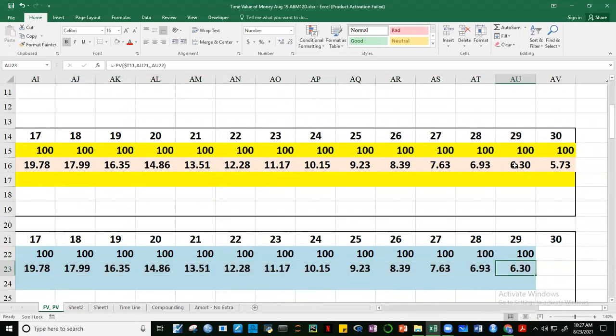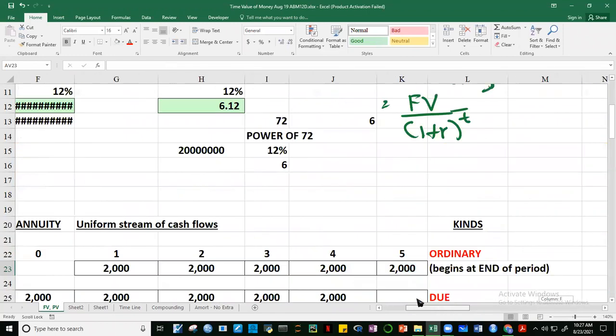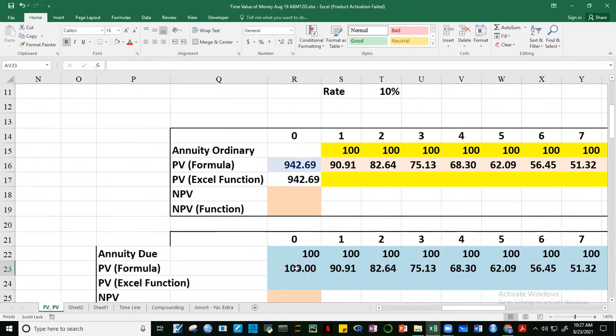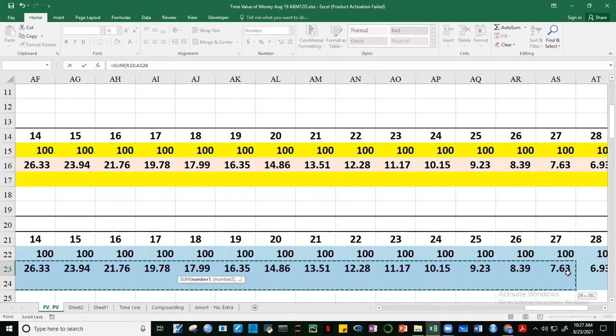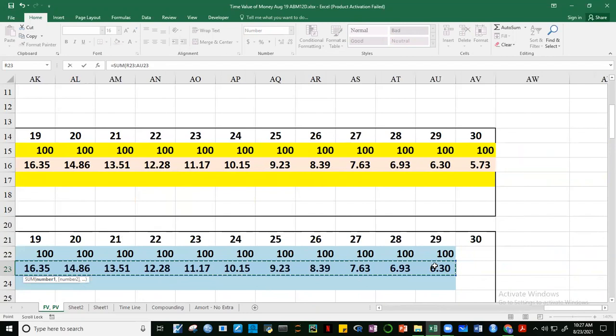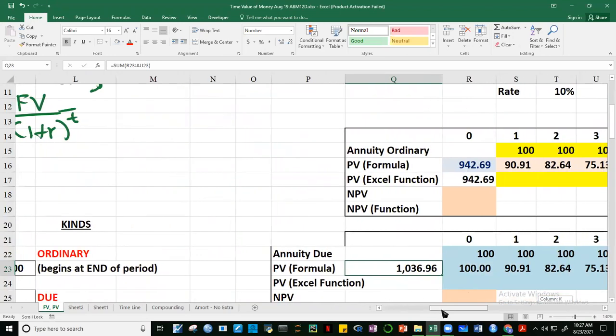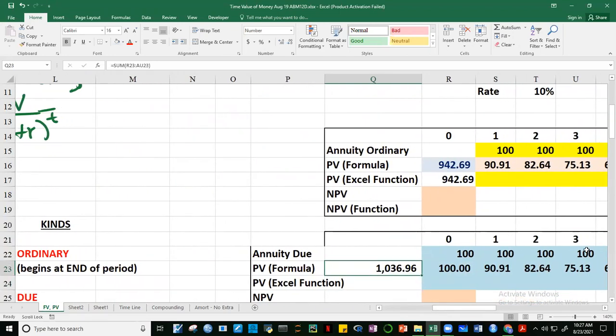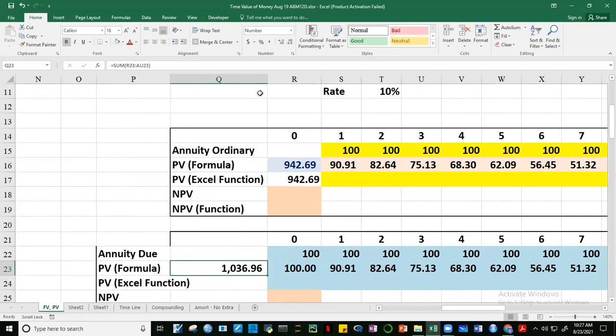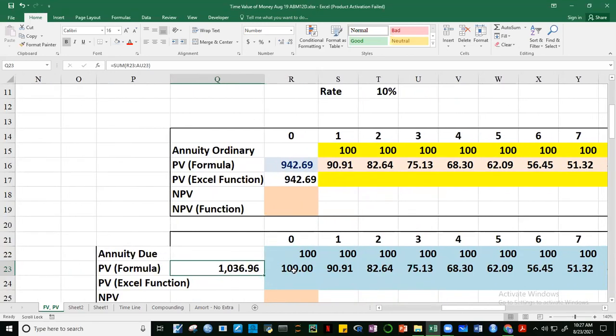Tama na to. Okay. Kita nyo guys, pare-pareho yung present value natin. Pareho lang siya. Nagkaiba lang dito, wala tayong 5.73. Pero may 100 tayo sa simula. Dito wala siyang 100. Okay, so if we compute guys, isam natin to. So it's 1036.96, no? Okay, so sabi natin mas mataas yung present value ng isang annuity due kasi we have immediately yung cash flow.